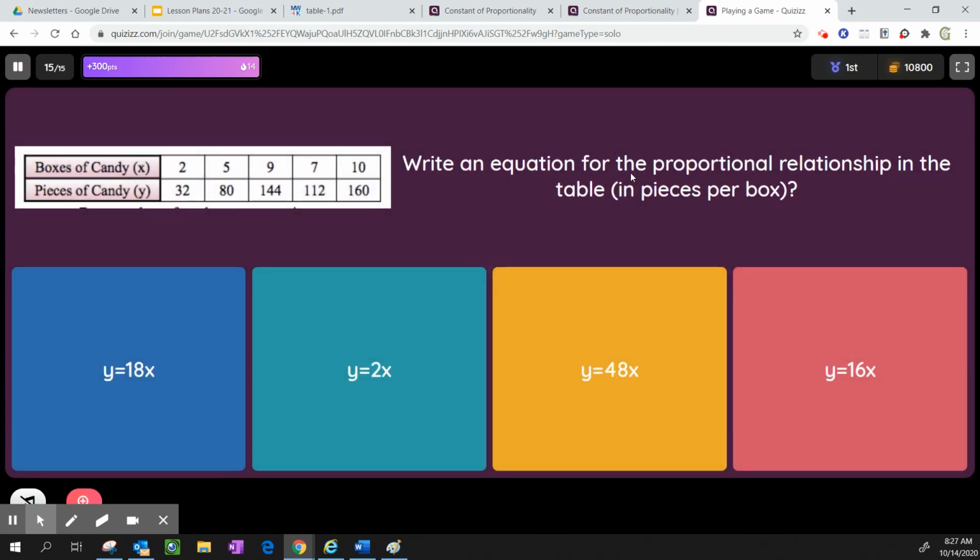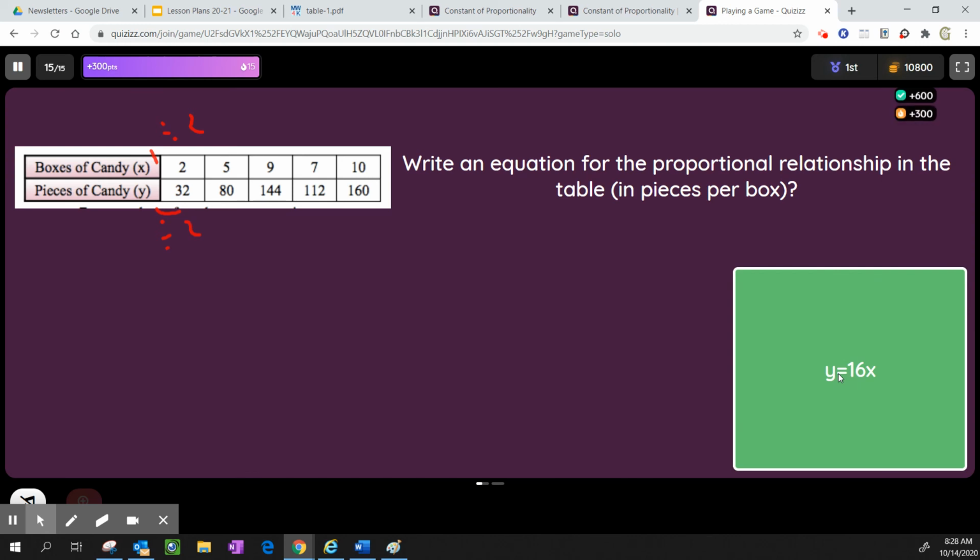And last but not least, an equation for this one. So I need to get to my number 1. So I divide by 2. So 32 divided by 2 would be 16. And so I need the y equals 16x.